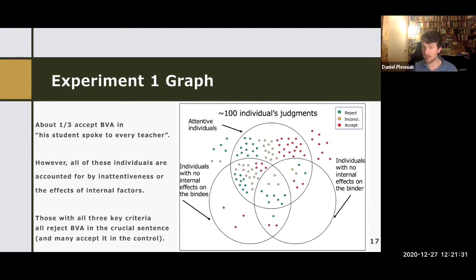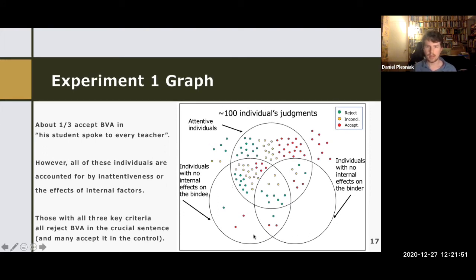Many of them are green, meaning that they do accept BVA readings when there is the right C-command, but when that C-command is not there, when the structure is wrong, they reject it. And that is totally consistent with structural hypotheses. Now, this isn't to say we've thrown out everyone else. Instead, like I said before, we're accounting for why there's variation.